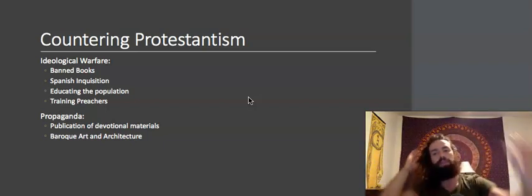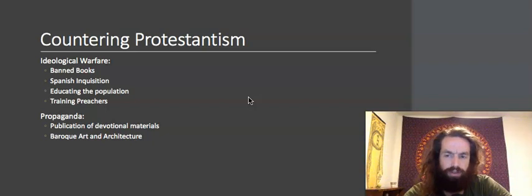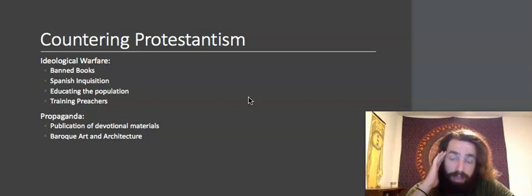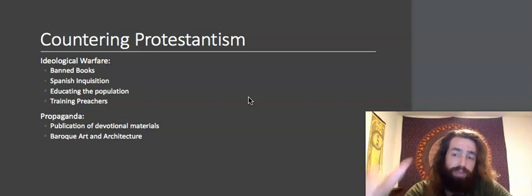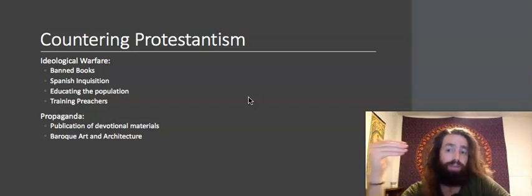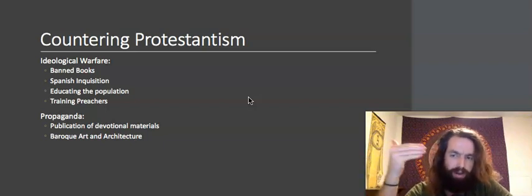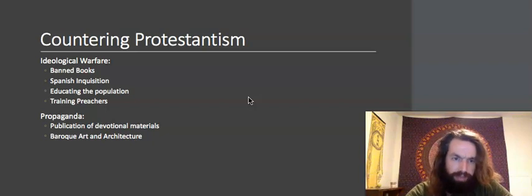And in order to do this, you also have to actually start training staff to run the churches and to speak good Latin and to actually know what they're saying. So there's an emphasis on that. And there's also paid preachers who will go into Protestant countries and argue and try to defend Catholicism within these border zones. Oftentimes these guys are Jesuits themselves.